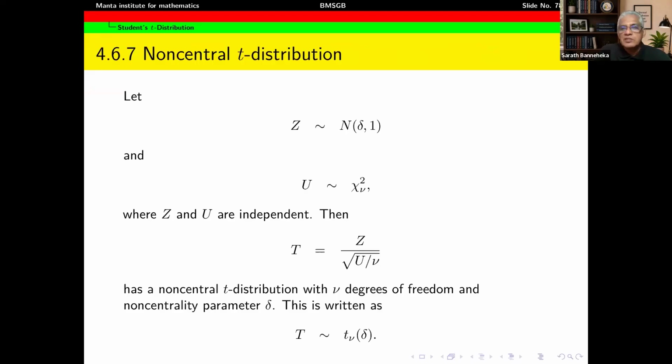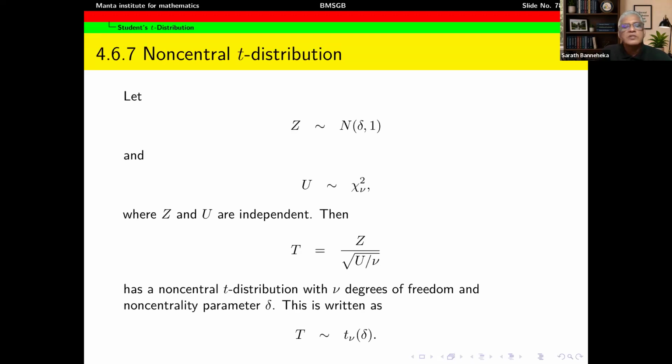Now, let us look at something called the non-central T distribution. Up to now, all the T distributions that I mentioned were central T distributions. Now, there is something called non-central T also. All the central T distributions are symmetric around 0 and they have a bell shape. And we also know that when the degrees of freedom increase, the central T distribution converges to the standard normal. But for the non-central T, those properties are not there.